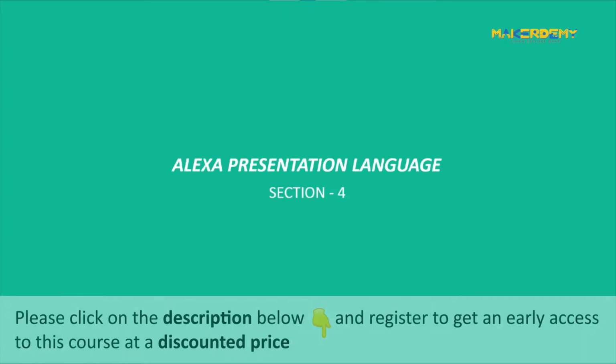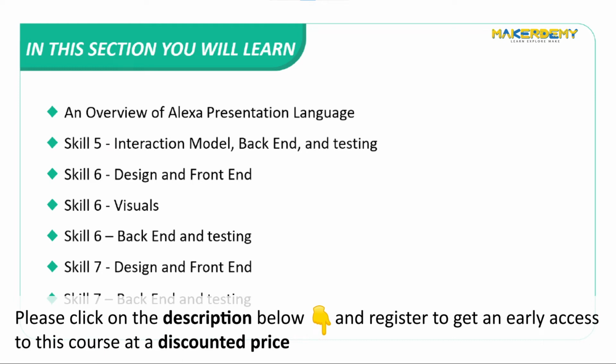Section 4. Alexa Presentation Language. In this section, we will cover the following topics. An overview of Alexa Presentation Language. Skill number 5: Interaction Model, Backend, and Testing. Skill number 6: Design and Frontend, Visuals, Backend and Testing. Skill number 7: Design and Frontend, Backend and Testing.